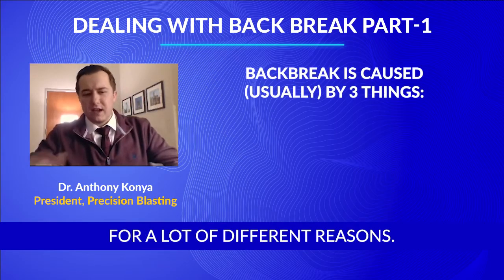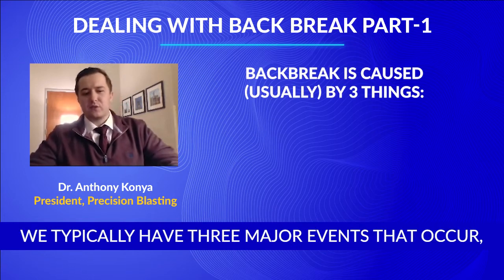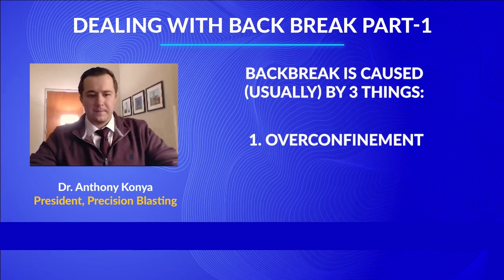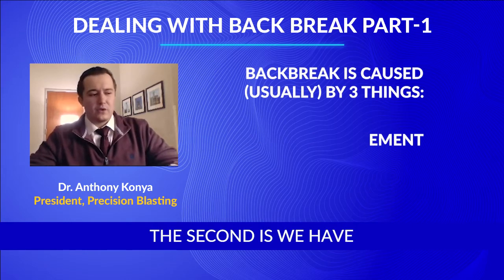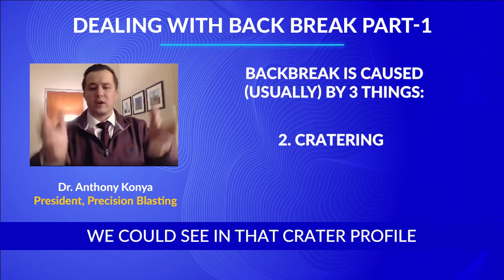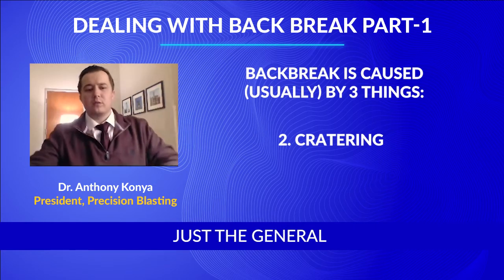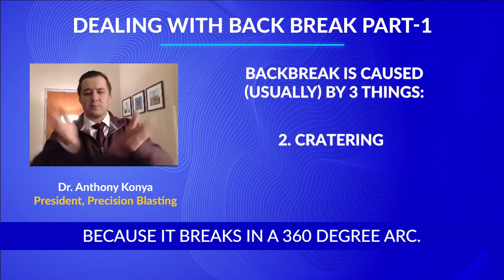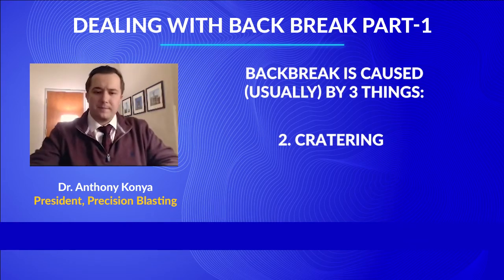Backbreak can happen for a lot of different reasons. We typically have three major events that occur, though. The first is over-confinement of the shot. The second is we have cratering occurring, which will almost always cause backbreak. We can see in that crater profile, just the general procedure and mechanism of it, it's going to cause backbreak to occur because it breaks in a 360-degree arc.